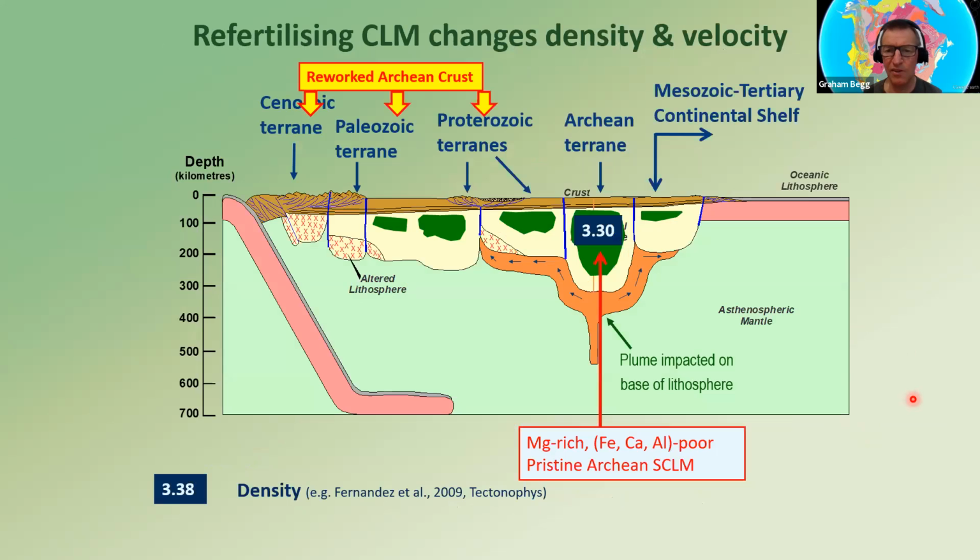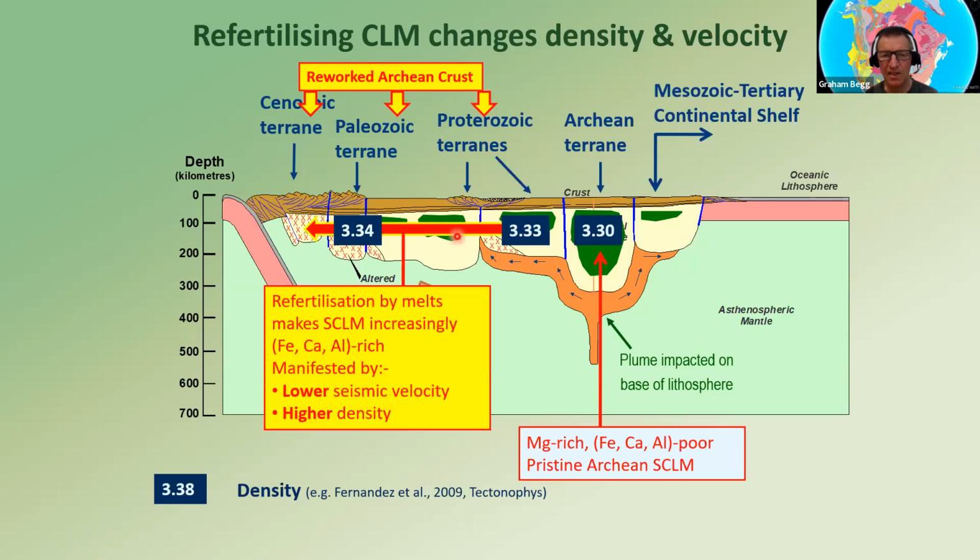So if we looked at our cartoon cross-section and we put some of these densities calculated thermodynamically, we would see 3.3 grams per cubic centimetre in the depleted Archean root here. But as you refertilise it under these Proterozoic terrains, that density is going to increase, but it's still buoyant relative to the asthenosphere.